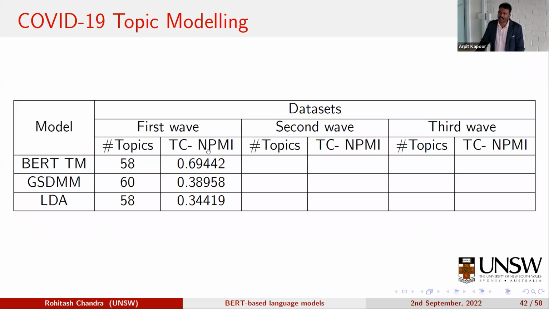And here, basically, with the topic coherence measure, we find that the BERT-based topic model is doing much better. It's getting similar types of topics, but it's a much better model. And this BERT-based topic model is very new compared to the rest. It's just 2 years old.